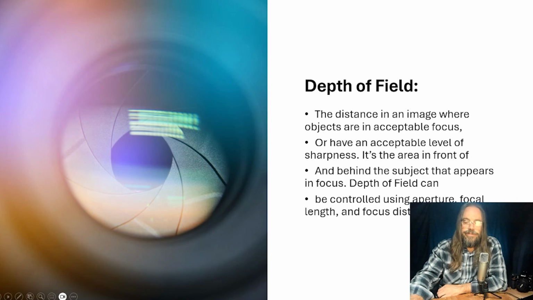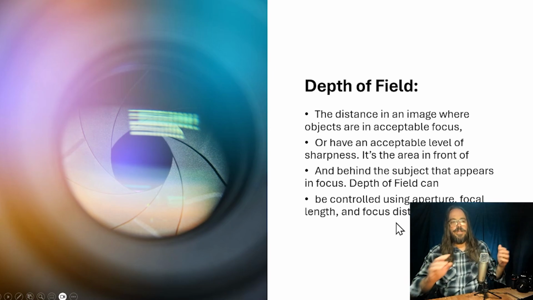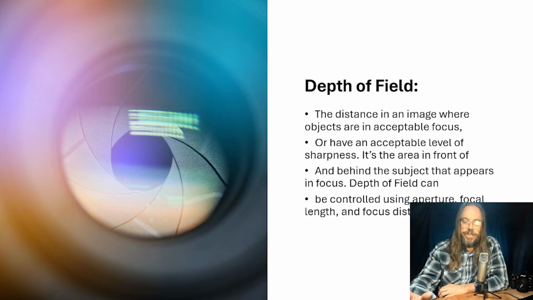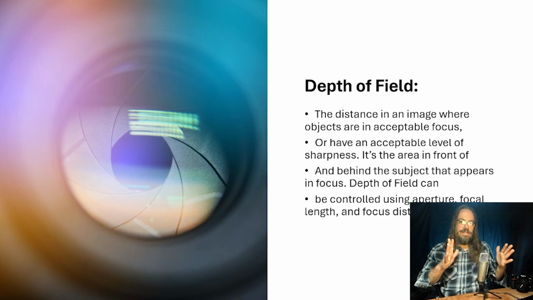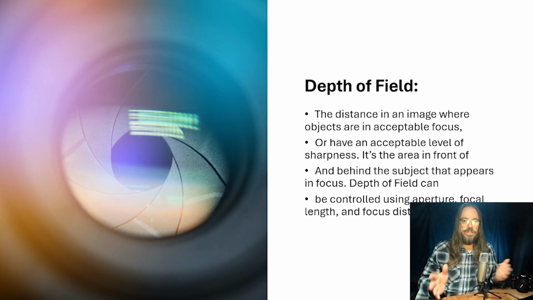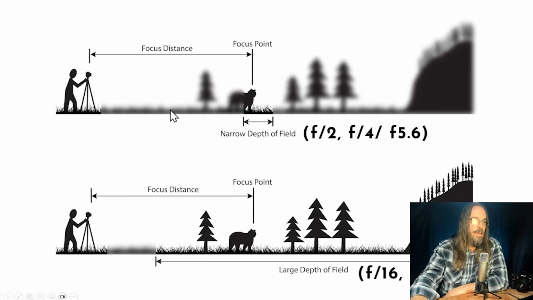Let's talk about depth of field. The depth of field, like I said earlier, is the distance in an image where objects are in acceptable focus, okay? We use interchangeably words like sharp or in focus. Those two things go hand in hand. The depth of field is anything that is in focus from the very start of the field to the very end of that field, depending on which setting you choose.